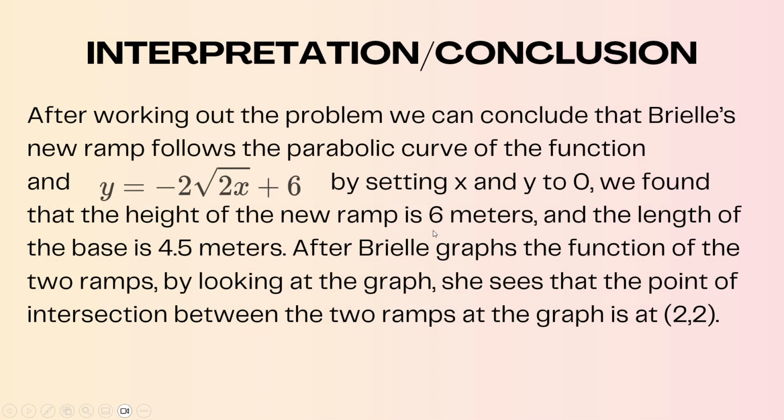For our conclusion, after working out the problem, we can conclude that Brielle's new ramp follows the parabolic curve of the function y equals negative 2 square root of 2x plus 6, and by setting x and y to 0, we found that the height of the new ramp is 6 meters and the length of the base is 4.5 meters. After Brielle graphs the function of the two ramps, by looking at the graph, she sees that the point of intersection between the two ramps and the graph is at (2, 2). Yay! Thank you for listening.